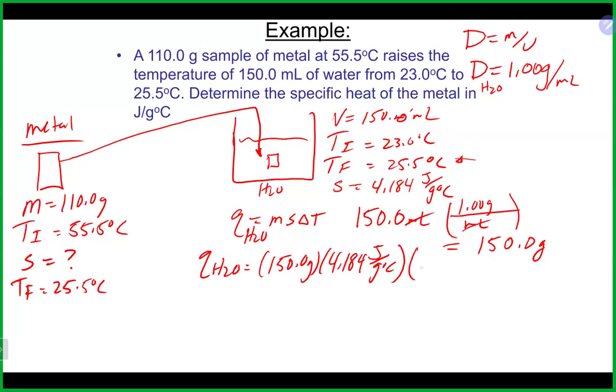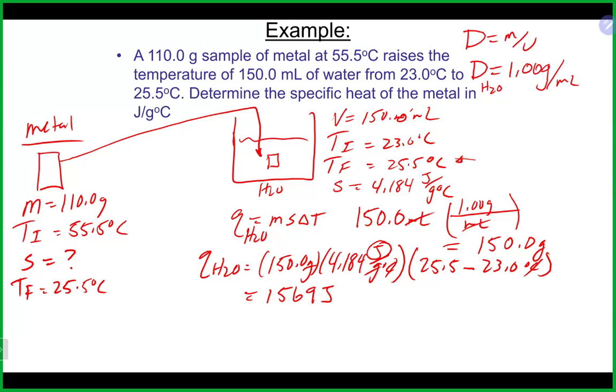Once again, taking our final temperature of 25.5 minus our initial of 23.0 degrees Celsius. Degrees Celsius cancel, grams cancel, leaves us joules. And in this case, 150 times 4.184 times 25.5 minus 23. That's going to give us 1,569 joules. Once again, it is a positive number, which does make sense since the water, again, in this example, is absorbing the energy and is endothermic.